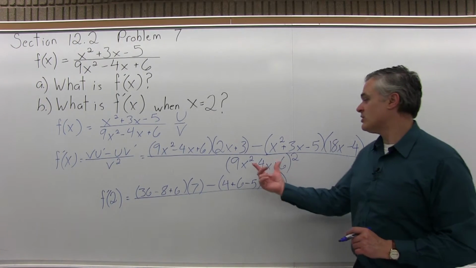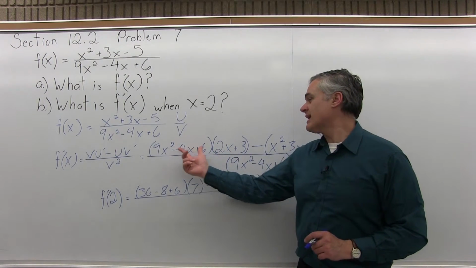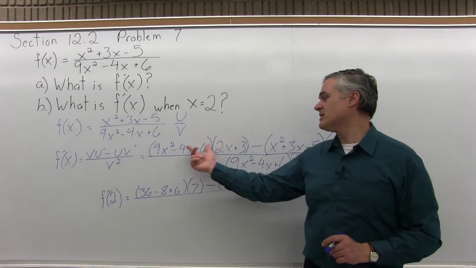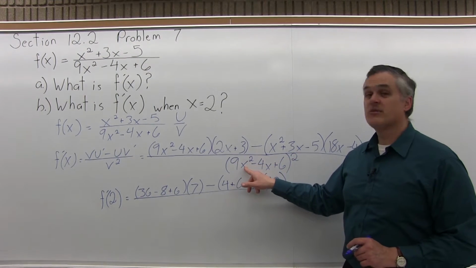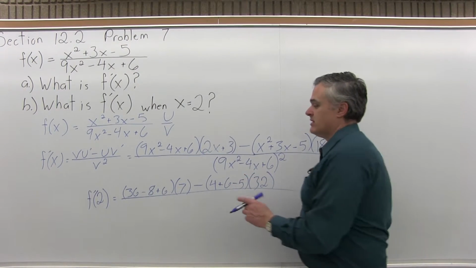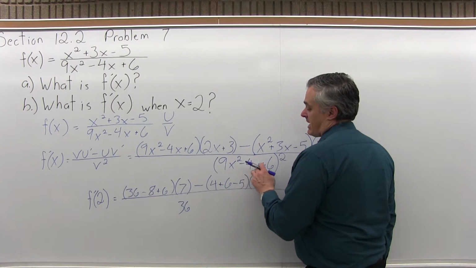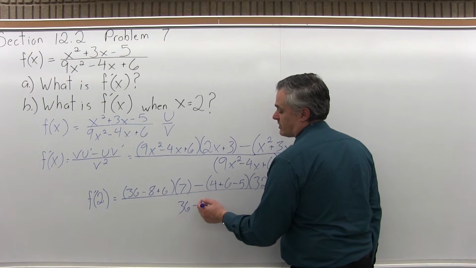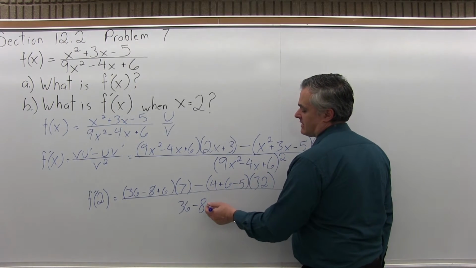And in the denominator, I have basically the same as I have in the first set of parentheses in my answer, except there's a second power. So the 9x squared becomes 9 times 2 squared, or 9 times 4. So the first piece will be a 36. Then minus 4 times x becomes minus 4 times 2, which is minus 8. And I have a plus 6 at the end.